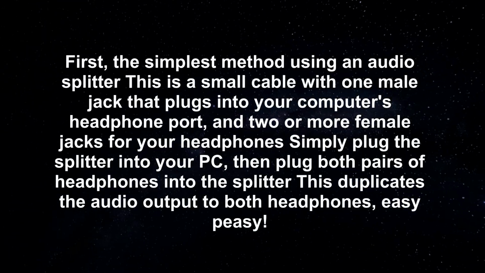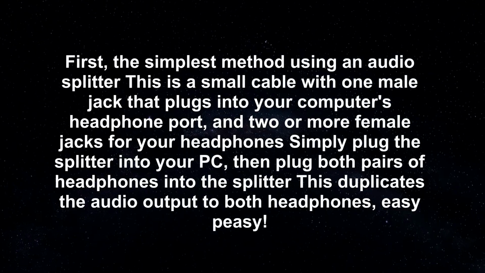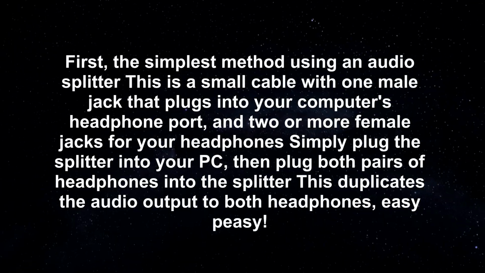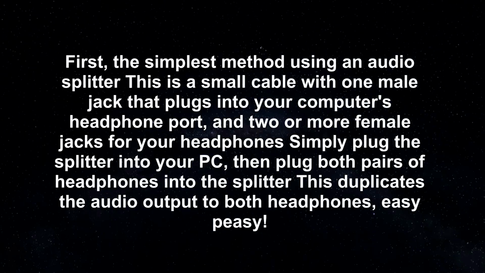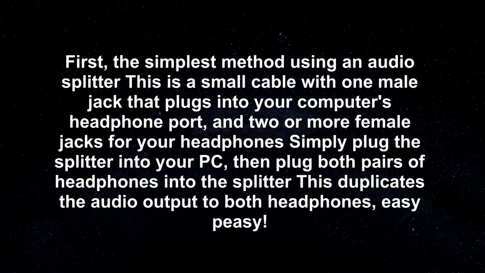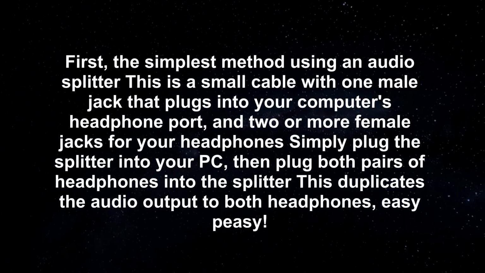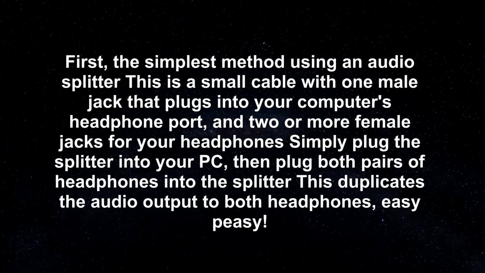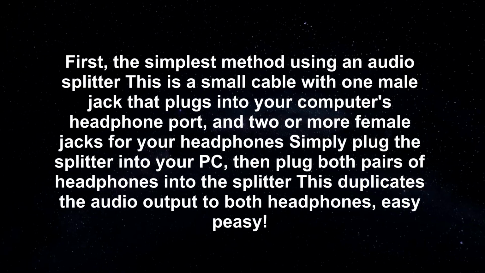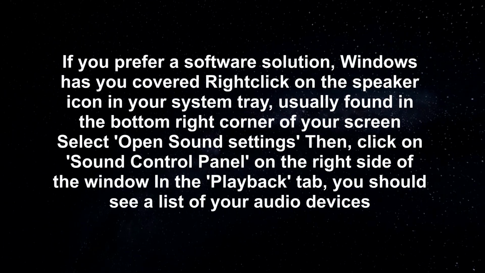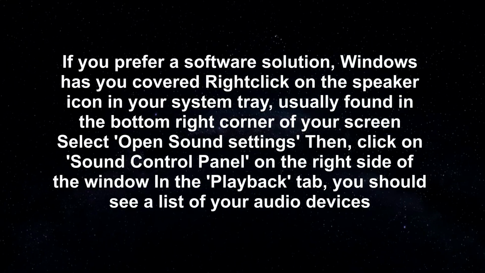This is a small cable with one male jack that plugs into your computer's headphone port, and two or more female jacks for your headphones. Simply plug the splitter into your PC. Then plug both pairs of headphones into the splitter. This duplicates the audio output to both headphones. Easy peasy.